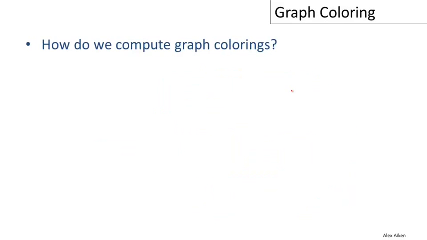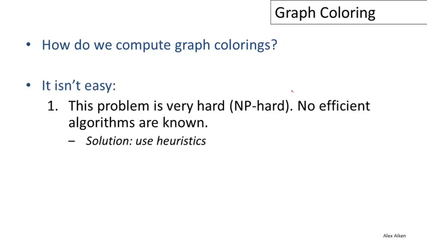So far, we've talked about what a register interference graph is and defined the notion of graph coloring, but we haven't actually talked about how to compute graph coloring. So that's the next issue that we have to deal with. And unfortunately, it isn't easy. So graph coloring is a very hard problem.